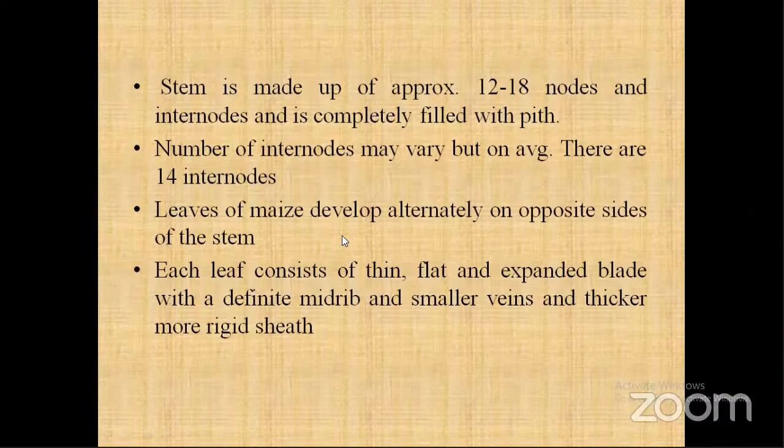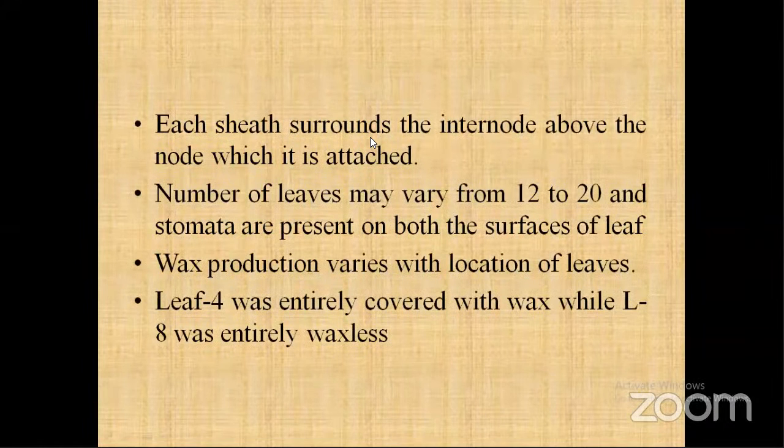Leaves of maize develop alternately on opposite sides of the stem. Each cereal leaf consists of leaf blade and leaf sheath. This leaf consists of a thin, flat and expanded leaf blade with a definite midrib and smaller veins, and a thicker, more rigid sheath. Compared to the leaf blade, the sheath will be more rigid and strong. The sheath generally surrounds the internode above the node to which it is attached. So if you see the maize plant, the leaf sheath generally surrounds the stem only. After that, from that sheath, the leaf blade will form.